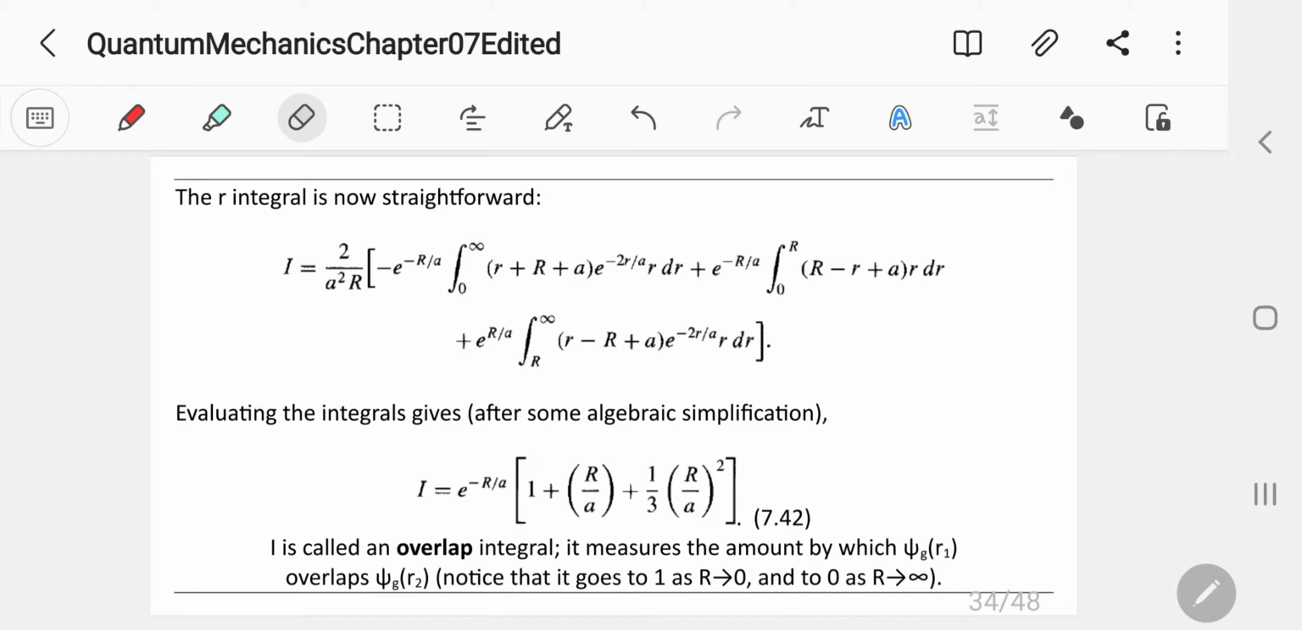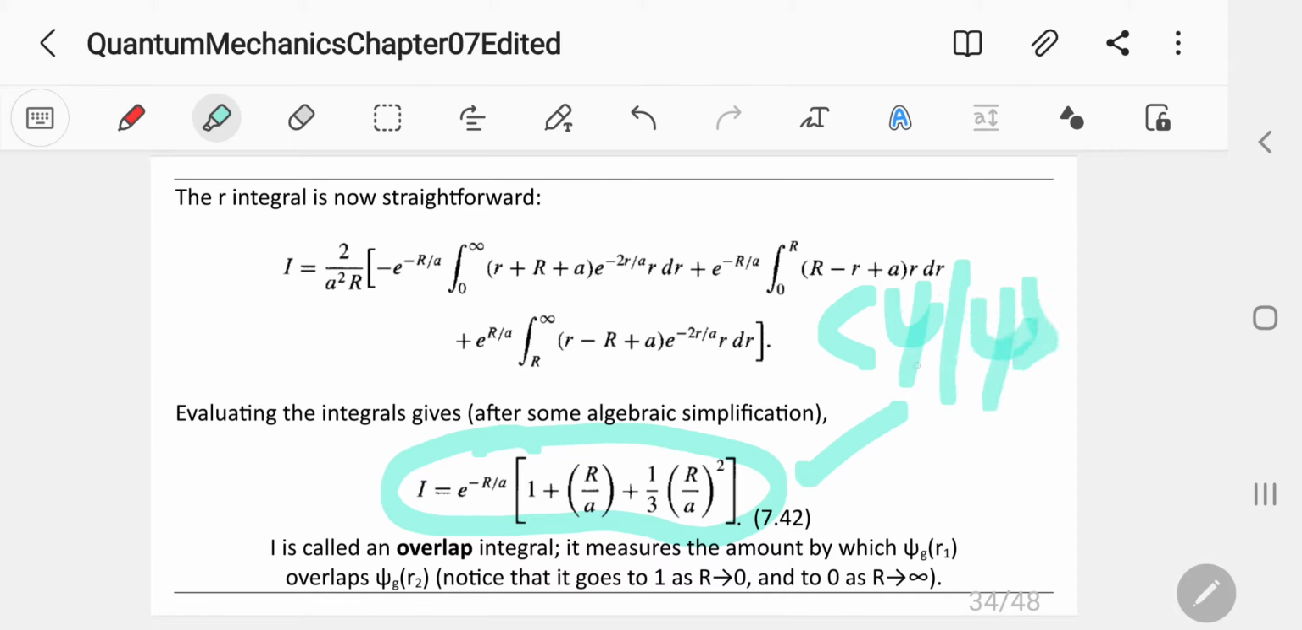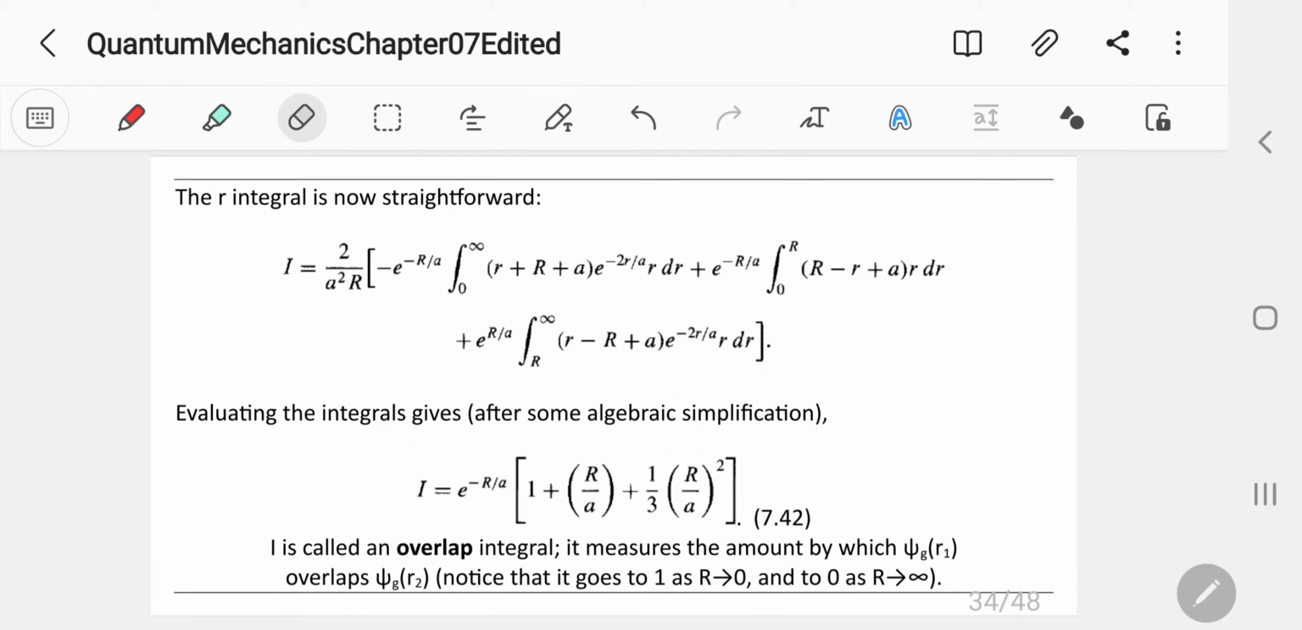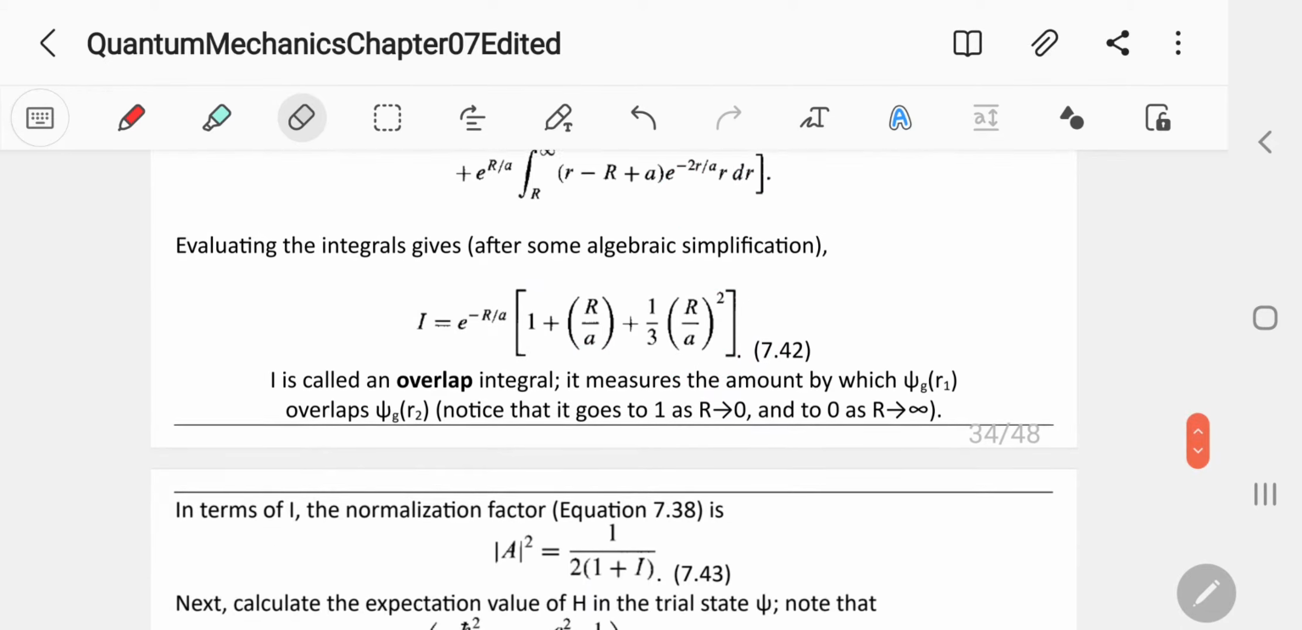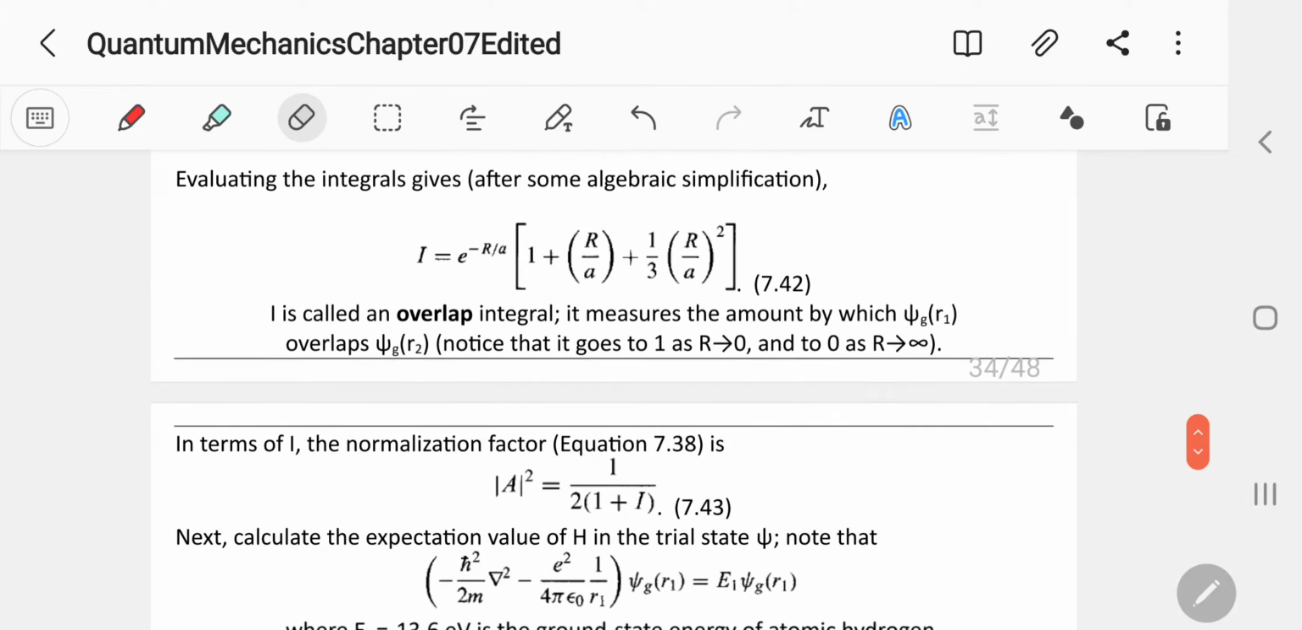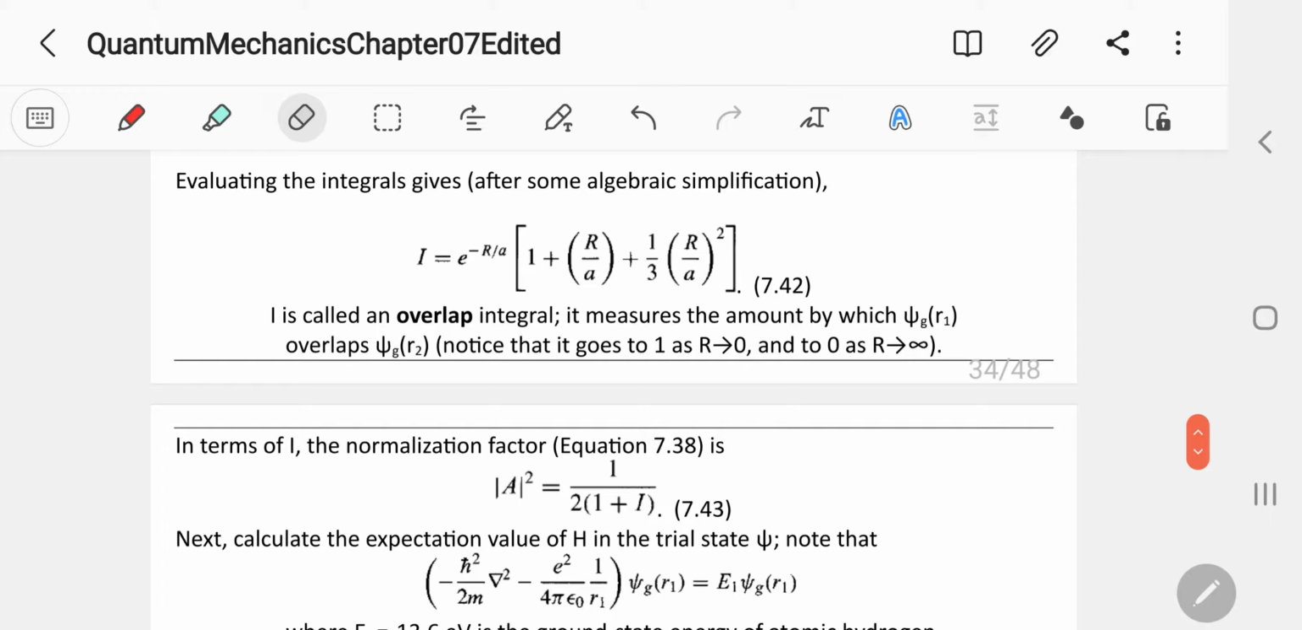Evaluating the integral and doing some algebraic simplifications, we will arrive at this expression for I. Remember, this is the third term in the normalization of psi. This is equal to 1. By the way, this I is called the overlap integral. It measures the amount by which psi g r1 overlaps psi g r2.